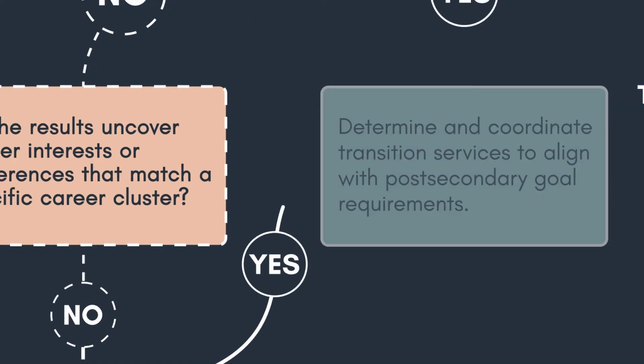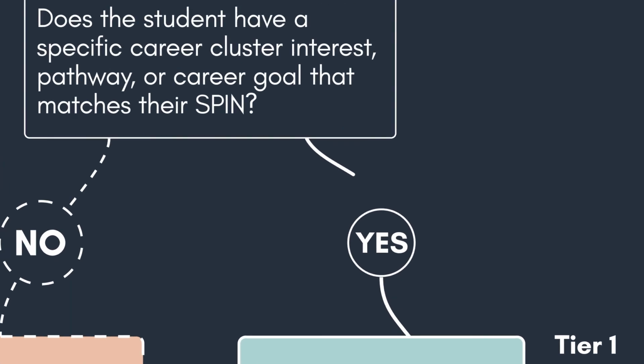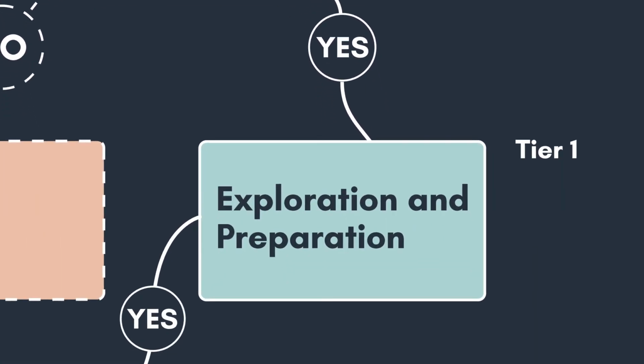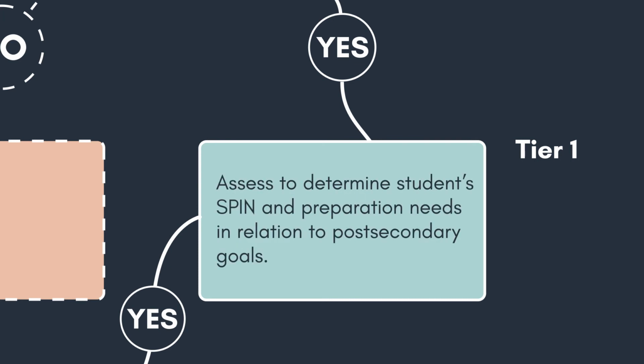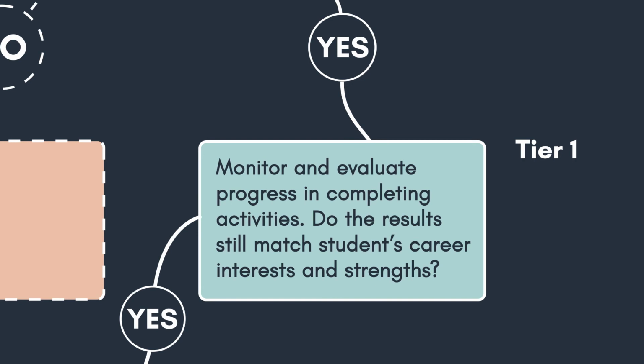If the answer is yes, you go across to one of the blue boxes. So starting back at the top, if your answer is yes, you go to Tier 1 down the right side of the tree in the area shaded blue. The blue boxes address exploration and preparation areas of transition assessment and will state in Tier 1, assess to determine student SPIN and preparation needs in relation to post-secondary goals, and determine and coordinate transition services to align with post-secondary goal requirements. Then you get to the next question, monitor and evaluate progress in completing activities.